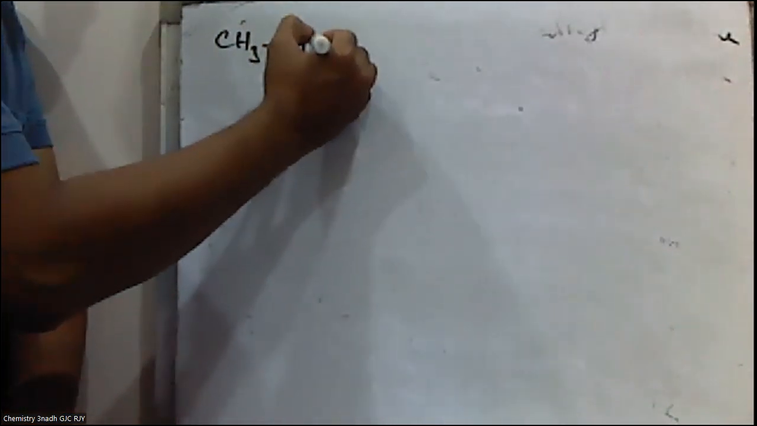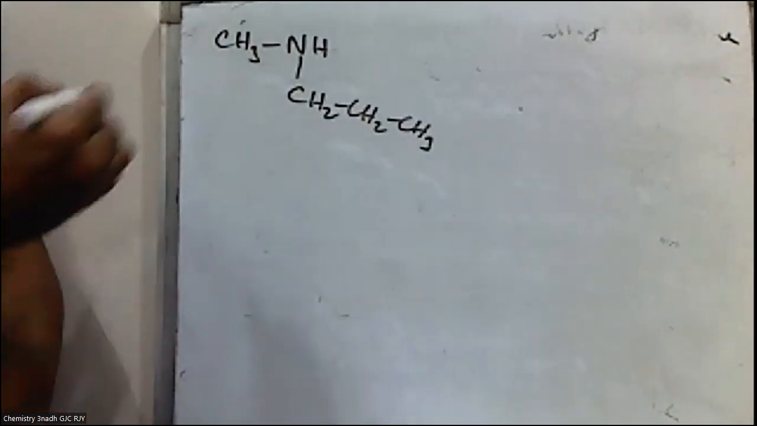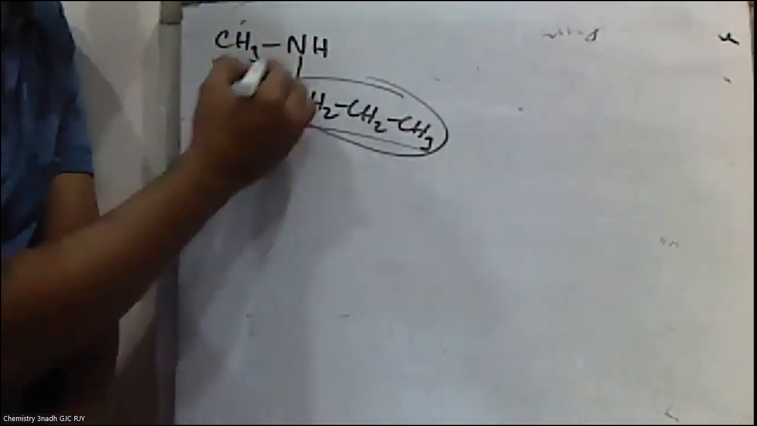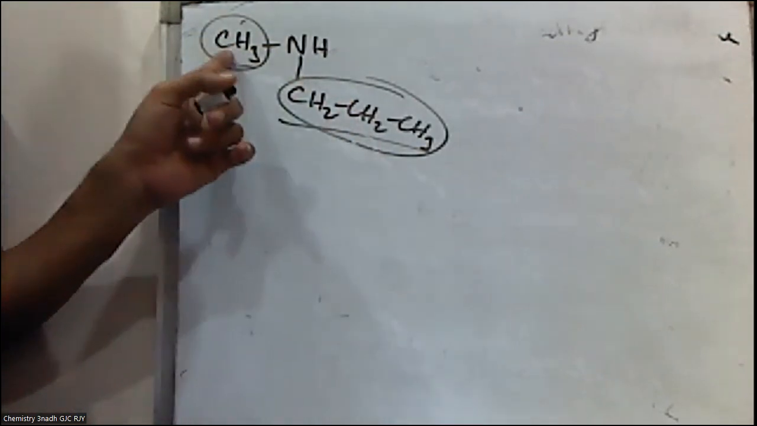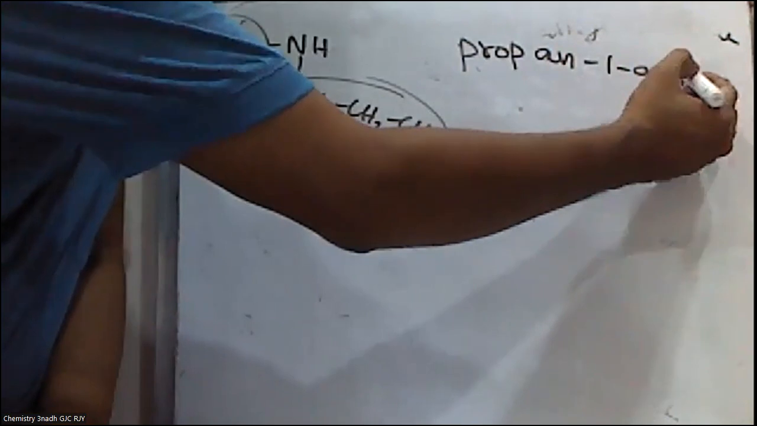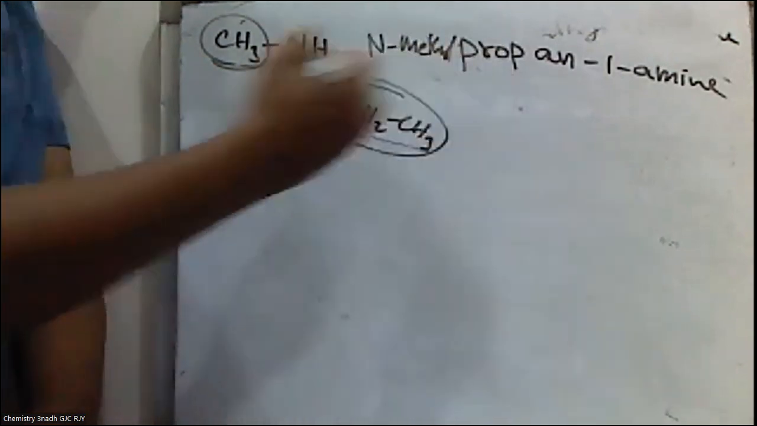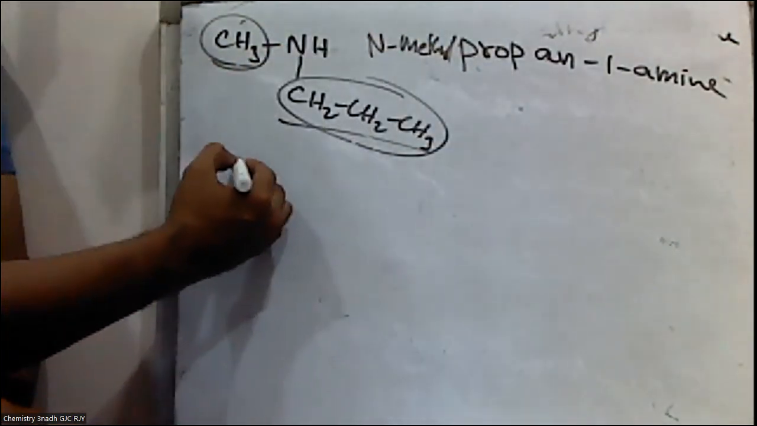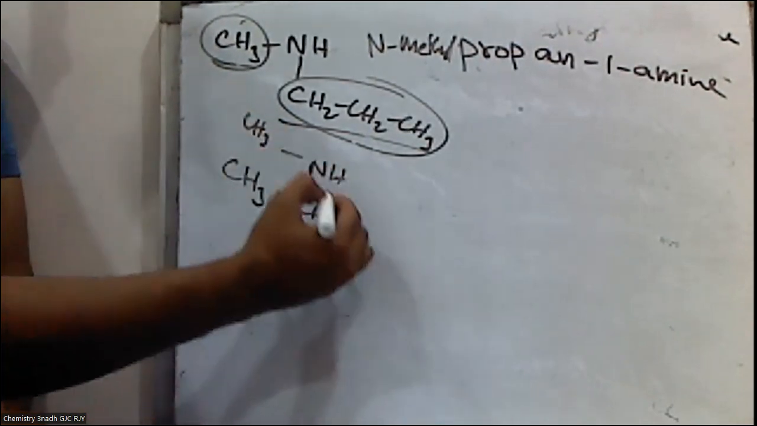Take CH3NHCH2CH2CH3. You see, two different alkyl groups are there. Which is the longest chain? This is the 3-member chain. This is only 1-member chain. That's why the longer one should be the parent alkyl group, and the other should come as a prefix. As 3 carbons are there, its name is propane-1-amine, and there is an N-methyl. So it is N-methyl propanamine.